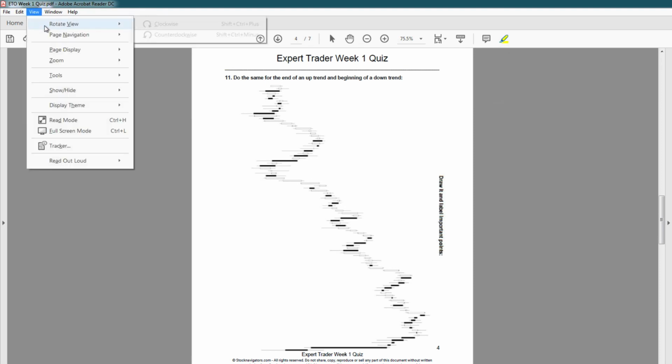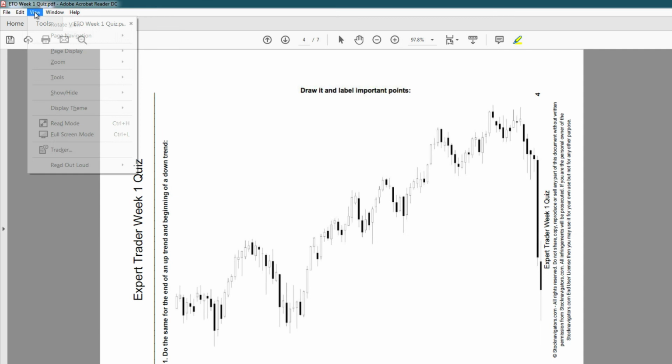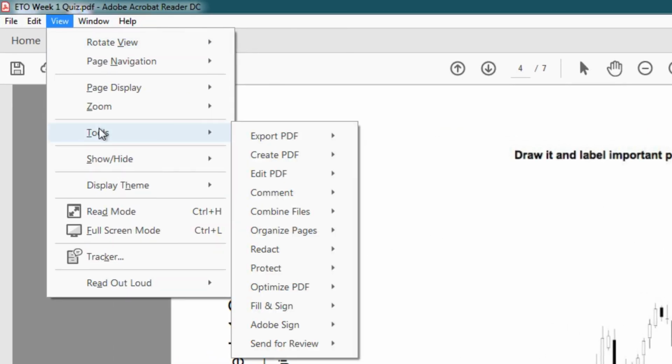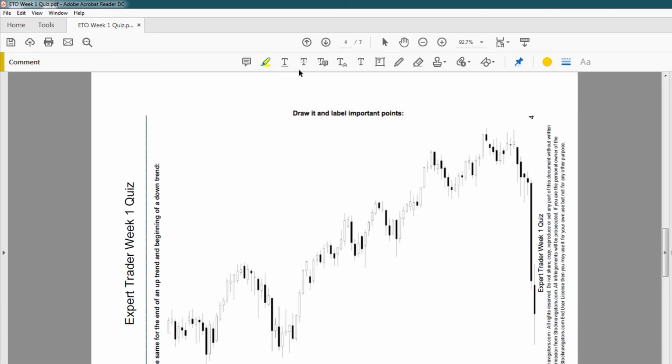And I could do the same thing for the next one, for example. This one here, I could say View, Rotate View, Counterclockwise. There we go. So I'm going to do this drawing on this chart since it doesn't have anything on it. Now, if I want to actually make lines and circles and so forth, they are not obvious anywhere. They're not up here on this menu. What you need to do is go up to View, Tools, and go to Comment, Open. And that gives you a whole host of markup tools.